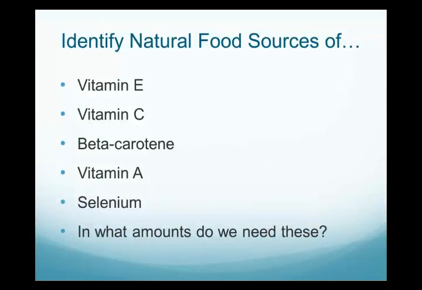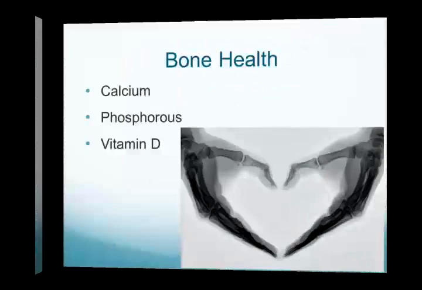So find some food sources. Vitamin E, vitamin A are sort of fat-soluble antioxidants. Vitamin C, beta carotene, selenium. Again, the list is quite long. Build your table up, right? Go find some natural food sources of them. Tell me what toxicity issues there are, what deficiency issues there might be. That's all good stuff.